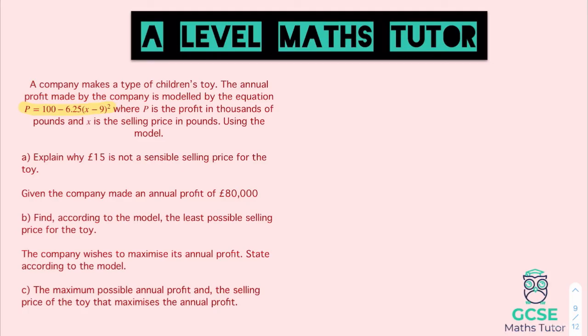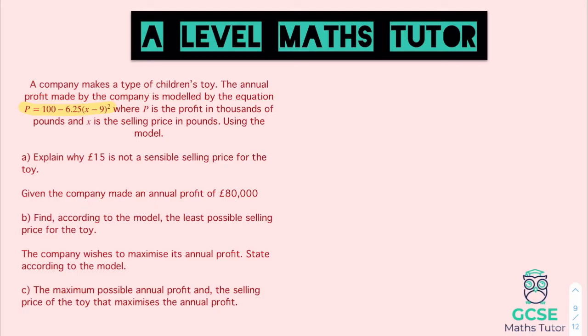So obviously we can think about what that would look like in terms of the quadratic, and figure out some of the turning points already straight from the way that it was given. It says here P is the profit, and that was given to us in thousands of pounds, and X is the selling price in pounds. So using the model, explain why £15 is not a sensible selling price for the toy.